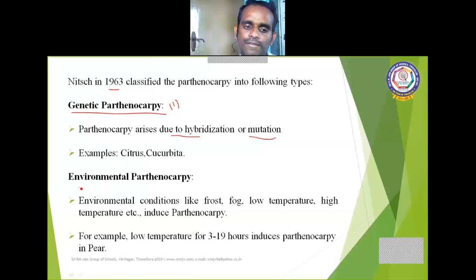Second one is environmental parthenocarpy. In environmental parthenocarpy, conditions such as fog, low temperature, frost, high temperature, wind velocity, etc. induce parthenocarpy. For example, low temperature for about 3 to 19 hours induces parthenocarpy in pear.